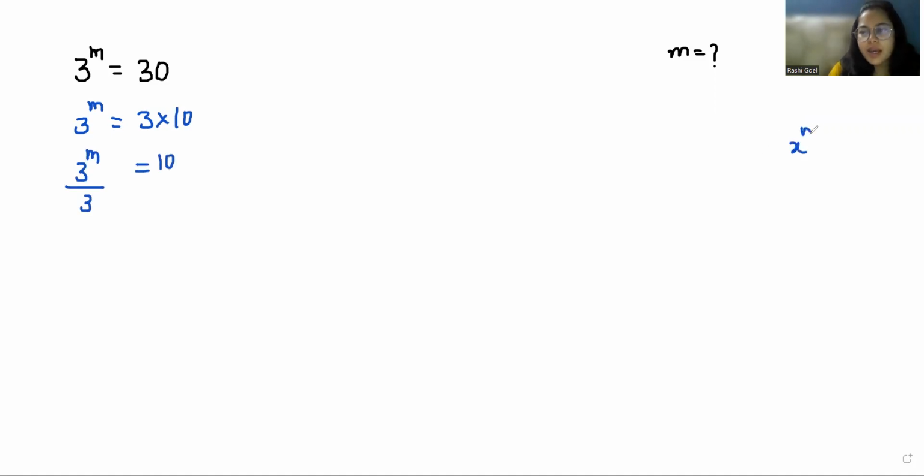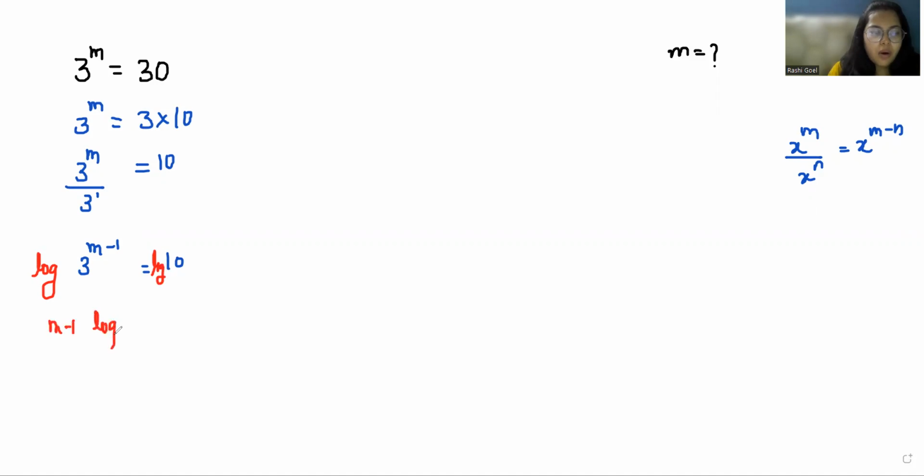According to the exponent rule, x power m by x power n, we can write it as x power m minus n. So it is 3 power m minus 1 is equals to 10. Now I'm taking log on both sides. So m minus 1 log 3 is equals to log 10, which is 1. So m minus 1 is equals to 1 by log 3.